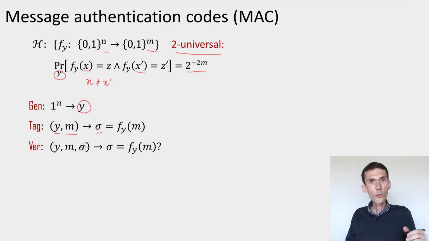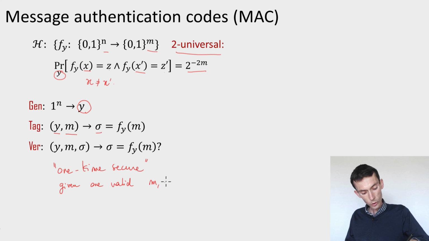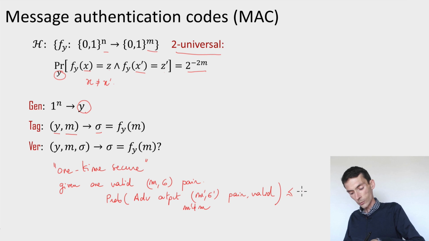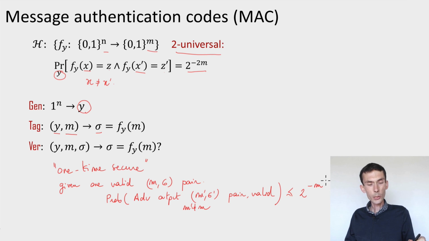Now if you think through the security definition that I gave you on the previous slide, you can show that this MAC has the property of being so-called one-time secure. What being one-time secure means is that if you're given one valid message signature pair, then the probability that the adversary can output another valid message signature pair, where m prime is different from m, will be at most, in our case, 2 to the minus m. You can show this simply using the property of two-universality of the family of hash functions.